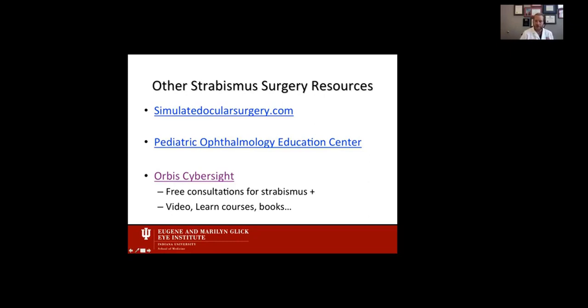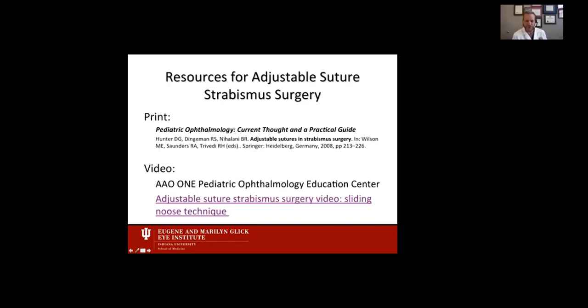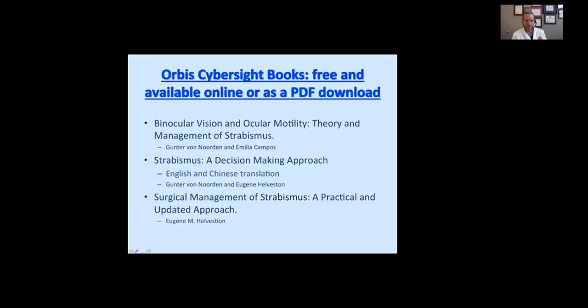Now, another great resource, of course, slightly biased, is Orbis CyberSite. Not only does Orbis have free books, you can get entire books online that you can view online or download at Orbis CyberSite. We have Dr. Von Noorden's Binocular Vision and Ocular Motility. The entire text. We have Strabismus, a decision-making approach, translated into English and Chinese. Again, the entire text is available.